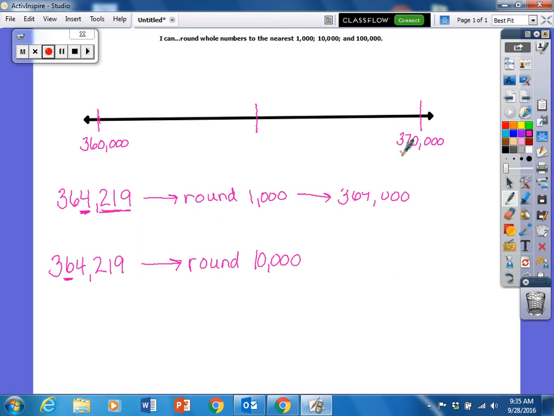So again, let's look at how we can find our midpoint. Remember the rule that we just talked about. If you have 360, there's my first 0 right here in the thousands place. So halfway between 360 and 370 would be 365. Again, that first zero, the next digit right next to your number you're rounding, you will make a 5 in order to find your midpoint.